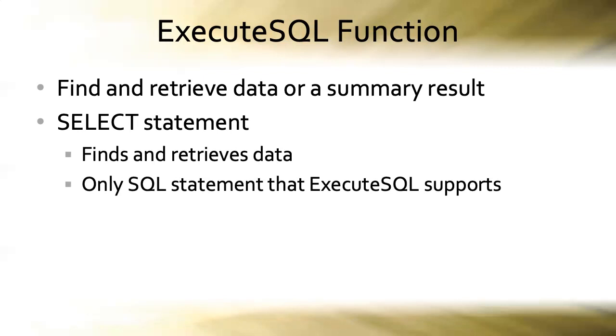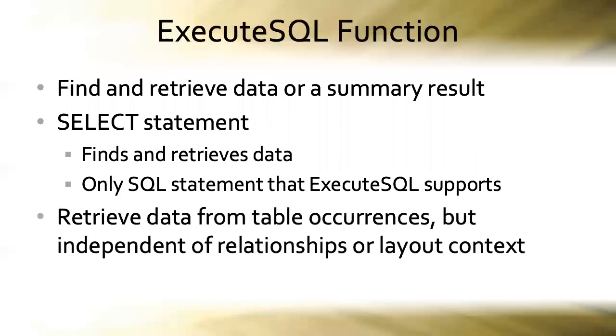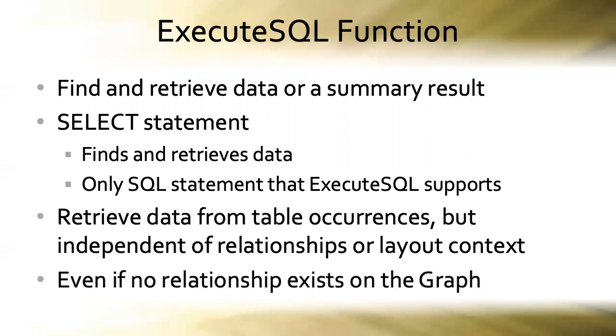Now, here is where this ExecuteSQL calculation function in FileMaker is so unique. The ExecuteSQL function lets us retrieve data from table occurrences named in the relationships graph, but independent of any defined relationships or layout context. That is, it can query a table occurrence even if no relationship exists on the relationships graph between it and the current table occurrence. No other function works like that. In fact, I don't think anything else in FileMaker works like that.